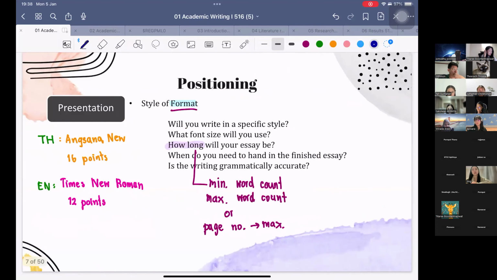The last one is in terms of positioning. It would be great to know the format before you write. However, I would say that for a thesis or for research writing, it is probably not something that you need to know first. You can get to know this at the end. That is okay as well.